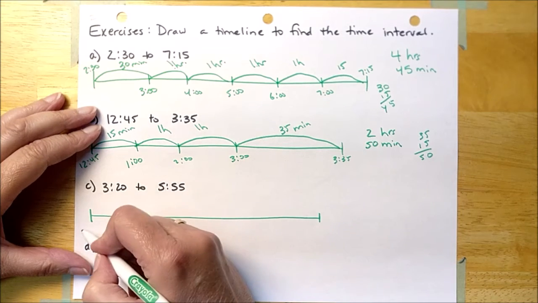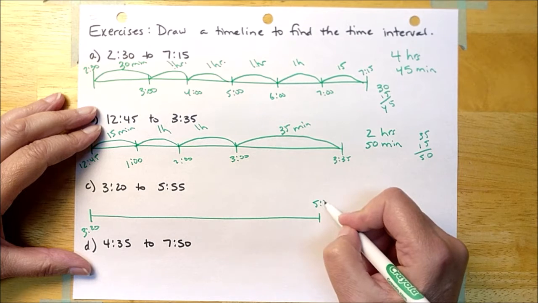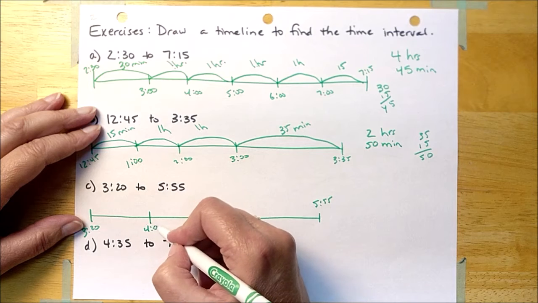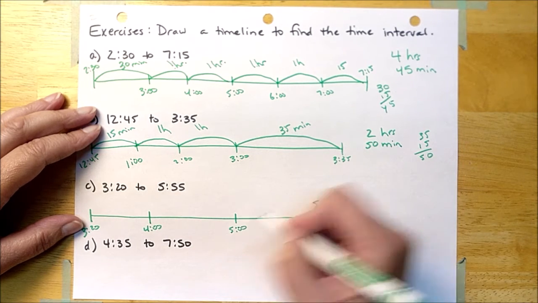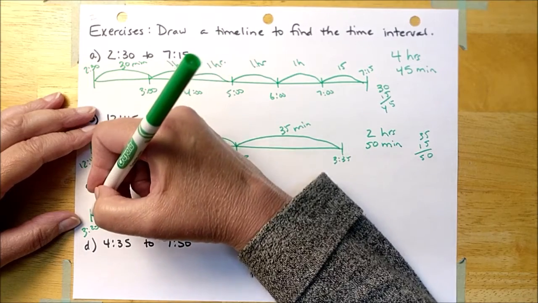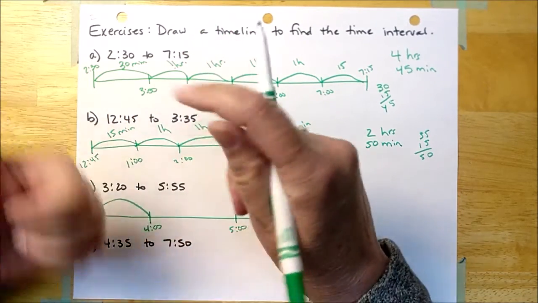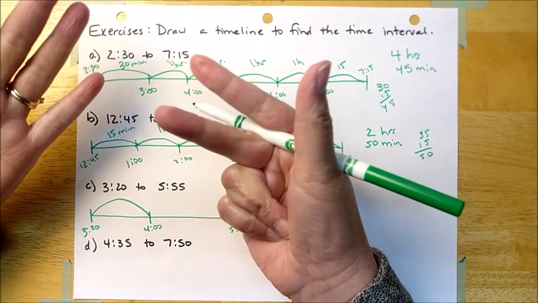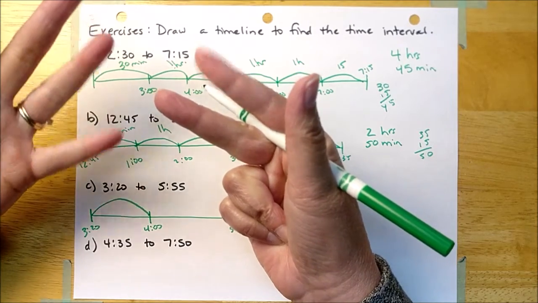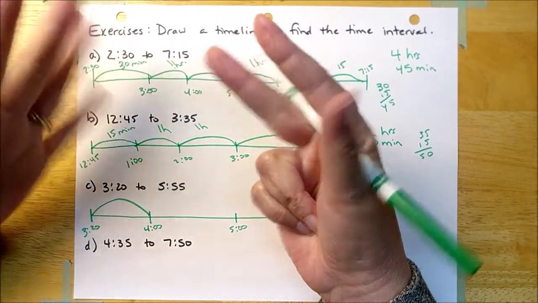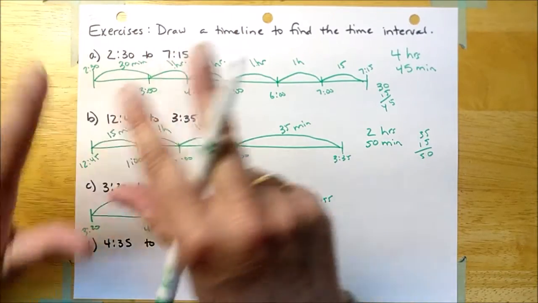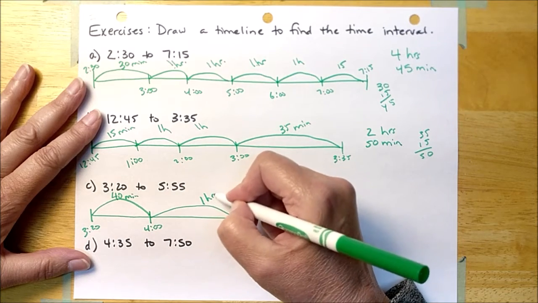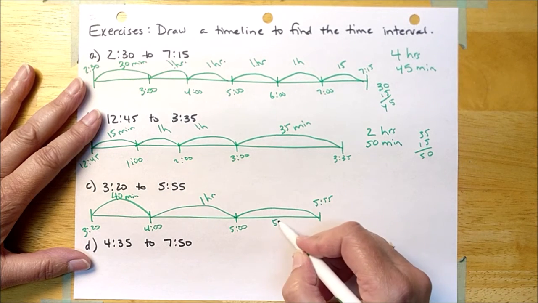All right. So we got 3:10 to 5:55. So from 3:20, the next hour would be 4. And then 5, and that's still in the 5 hours. So from the 20 to the 40, 25, 30, 35, 40, 45, 50, 55, and then the hour. So that would be, yikes. How many minutes is that? 5, 10, 15, 20, 25, 30, 35, 40. 40 minutes. This is an hour. And this is 55 minutes.